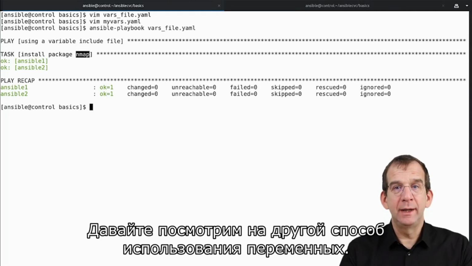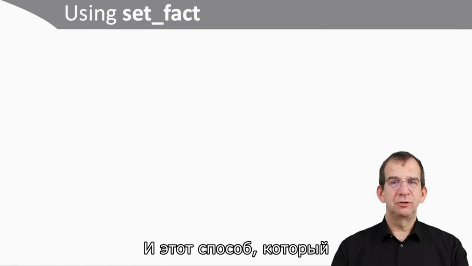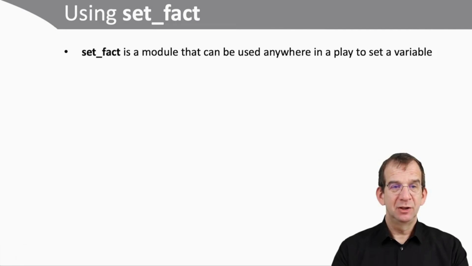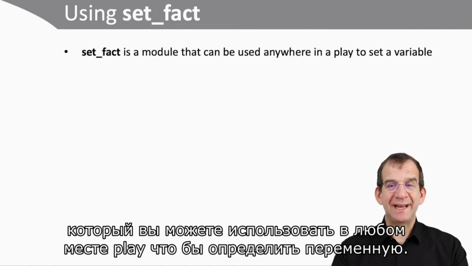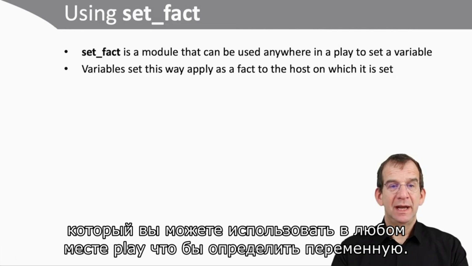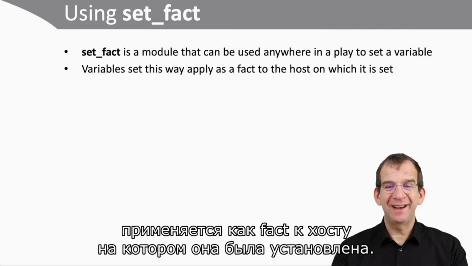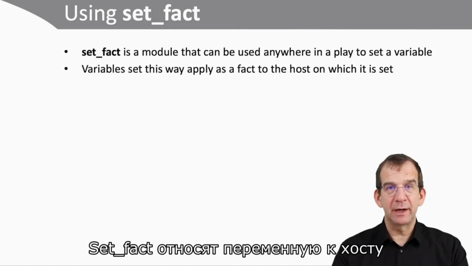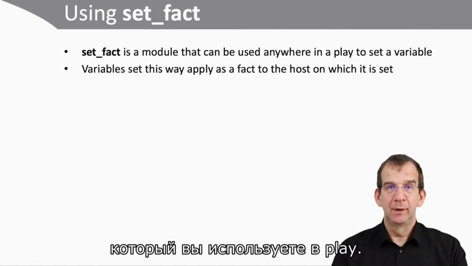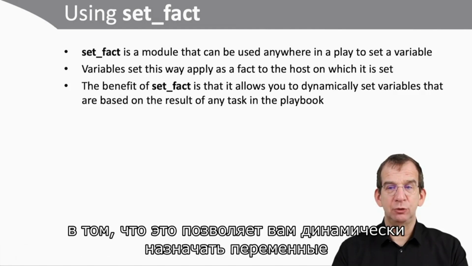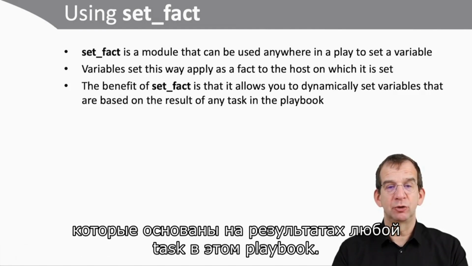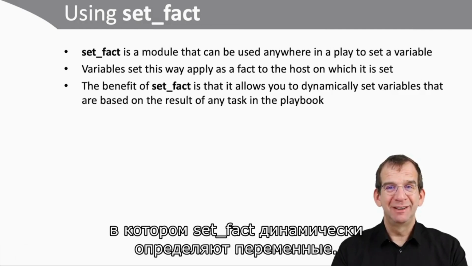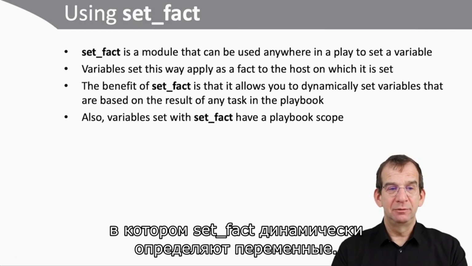Let's have a look at another way of using variables. So the second way of using variables that I'd like to discuss is by using set_fact. set_fact is a module, and you can use it anywhere in a play to set a variable. Variables that are set this way apply as a fact to the host on which it is set. That's something to consider. set_fact relates the variable to the host that you are using in a play. The main benefit of set_fact is that it allows you to dynamically set variables based on the result of any task in the playbook. We will see later in this course some advanced usage where set_fact is dynamically defining variables.